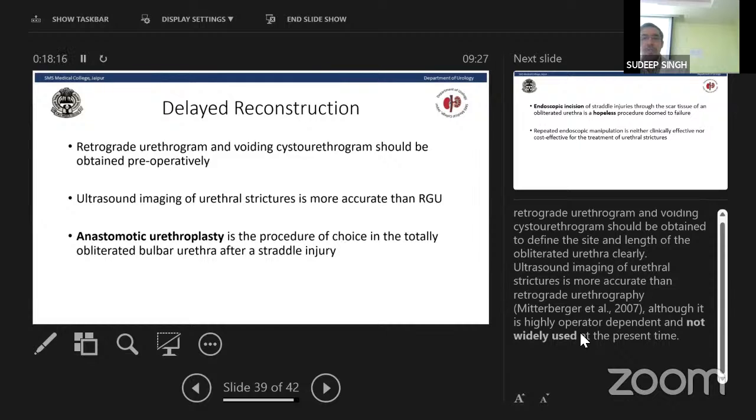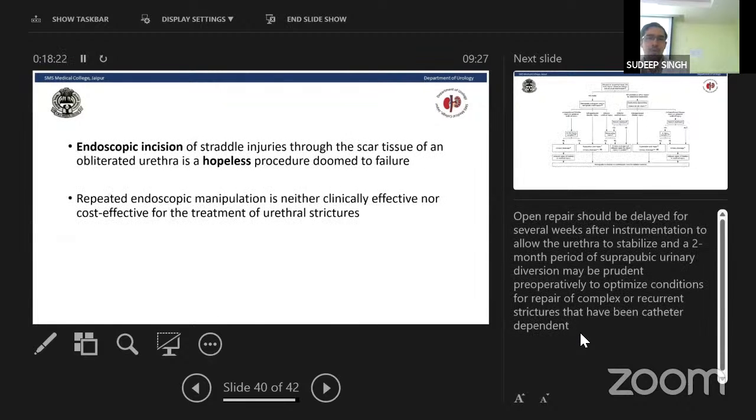Anastomotic urethroplasty is the procedure of choice in a totally obliterated bulbar urethra after straddle injury. Endoscopic incisions have been done in straddle injuries, and all the research data has shown that it gives no good result, it is a hopeless procedure, and it is doomed to fail. Repeated endoscopic manipulation is neither clinically effective nor cost effective for the patient.